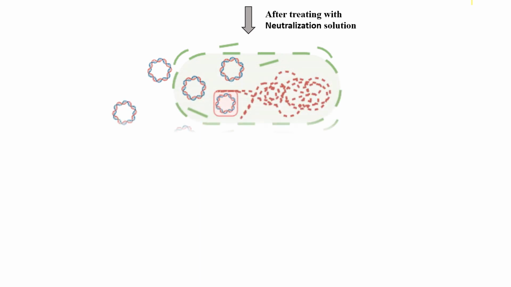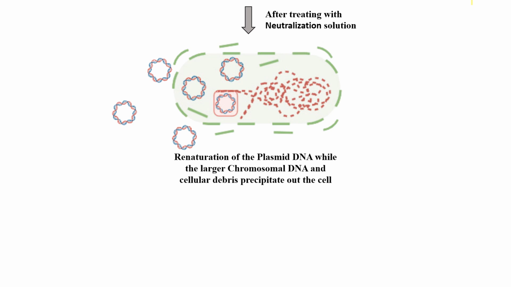Addition of neutralization solution. After the lysis step, where the cell membranes were disrupted and DNA was released, this image shows the result of adding a neutralization solution. The neutralization solution restores the pH of the mixture, allowing the plasmid DNA to return to its double-stranded form. The plasmid DNA remains stable as circular double-stranded molecules (red-blue circles).